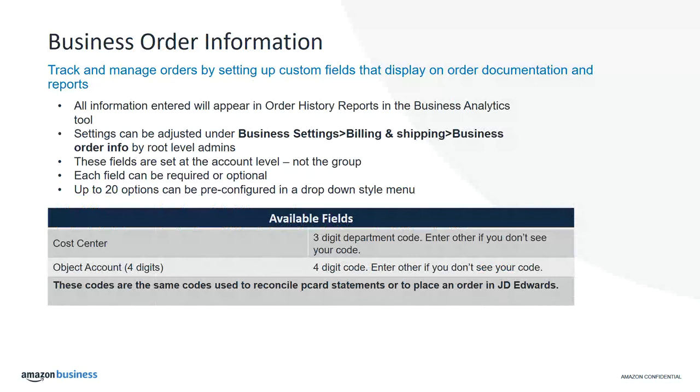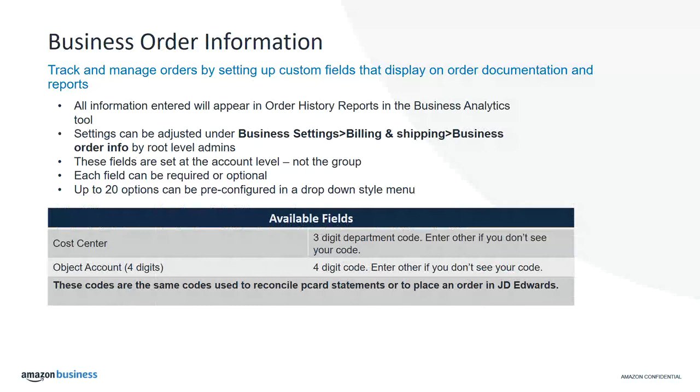This account has been set up with some unique and specific business order fields that are required by the City of Plano. So we put these in here. One is the cost center, where you can enter a 3-digit department code, and the other is the object account, which is a 4-digit code. Now, Nick spoke yesterday to this, that these codes are the same ones used to reconcile P-card statements or to place orders in JD Edwards. And these are things that you will have visibility into in the business analytics. So it's important that you're familiar with these and where to look for them and how to find them.